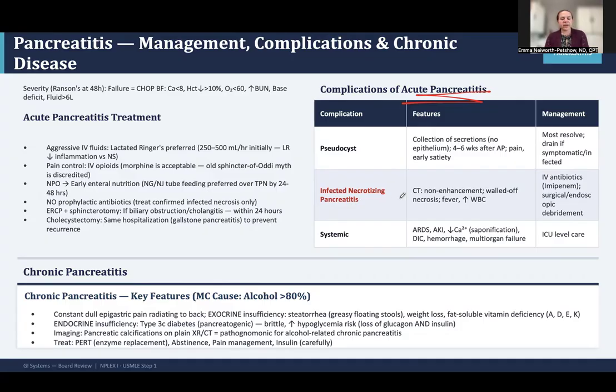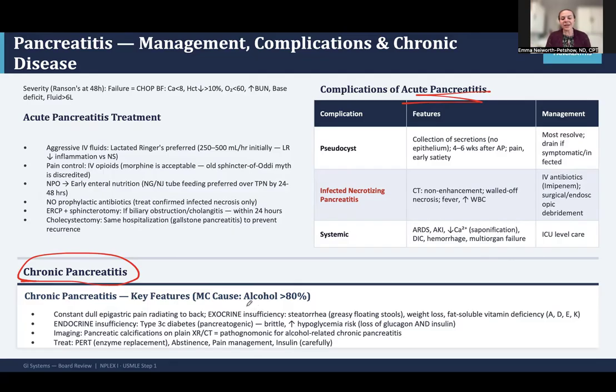Infected necrotizing pancreatitis, you'll see this kind of walled off necrosis that occurs after the pancreas has been infected and tissues have died. And then obviously systemic inflammation can lead to a whole host of conditions, multi-organ failure, disseminated intravascular coagulation, etc. Now, we can separate acute pancreatitis from chronic pancreatitis.